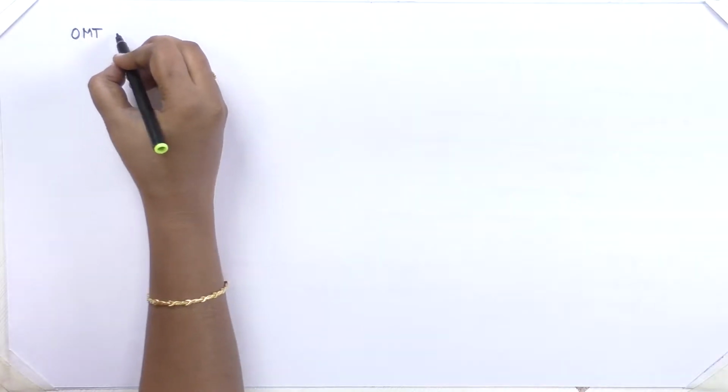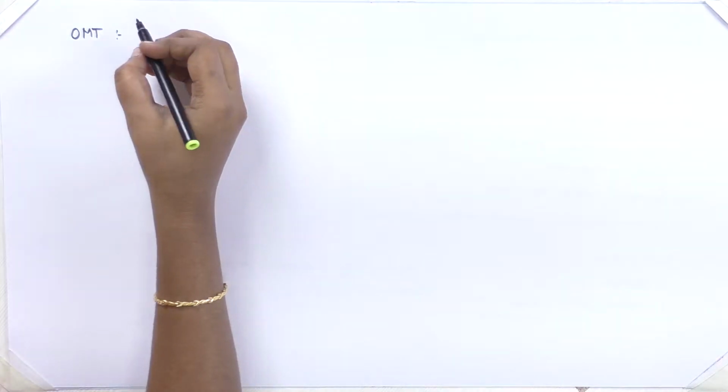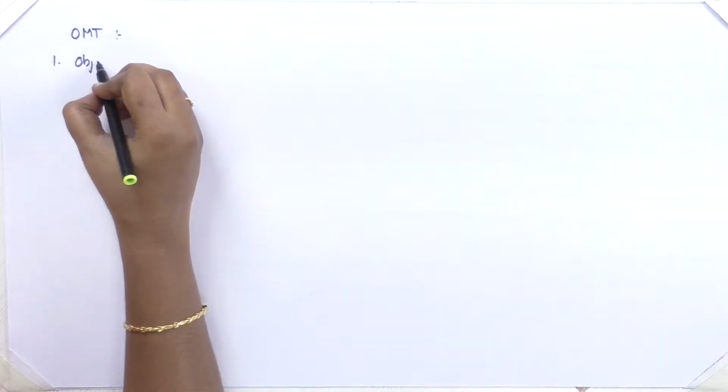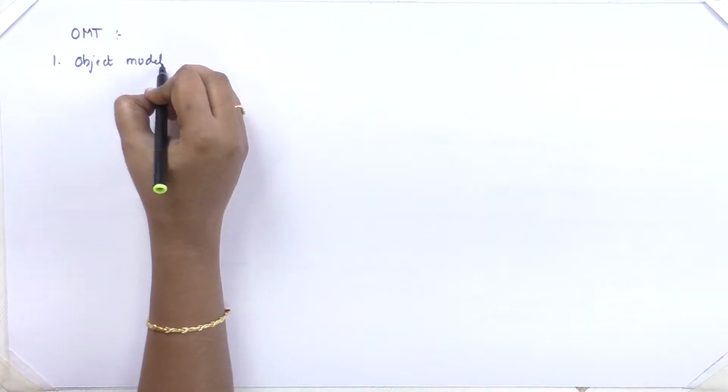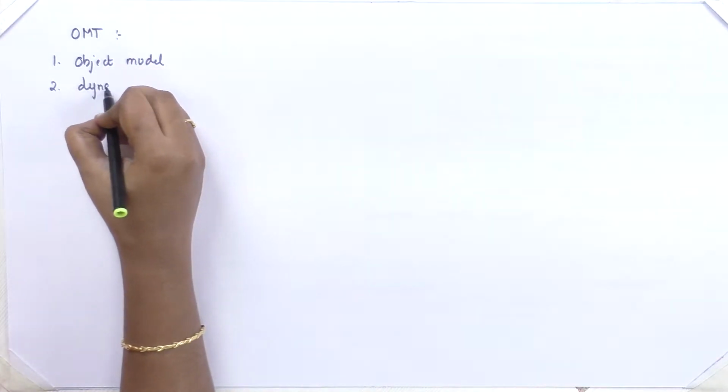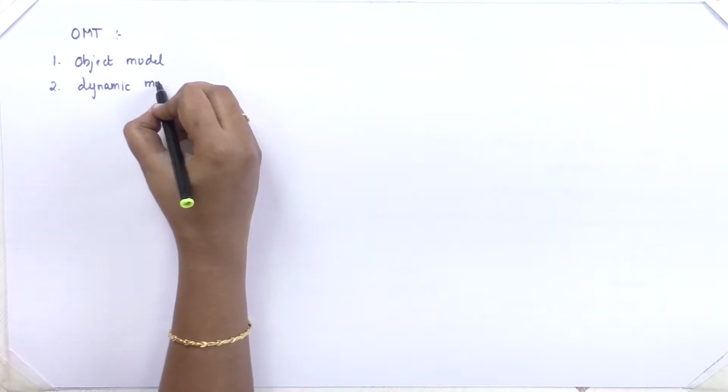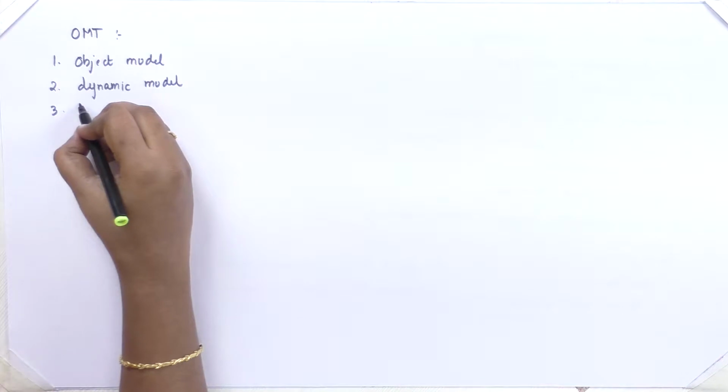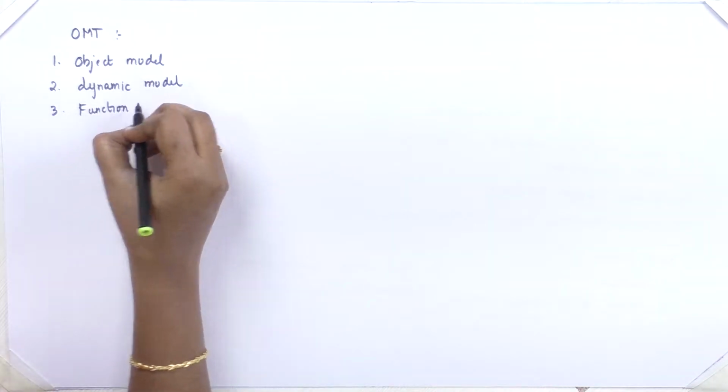Object modeling technique designs the system by three models: one is object model, another one is dynamic model, the other one is functional model. Using these three models, object modeling technique designs a system. First let us see about object model. Object model describes the structure of objects. It says about the relationship between objects, how the objects will be communicating with each other, and what attributes and functions the object is working on.